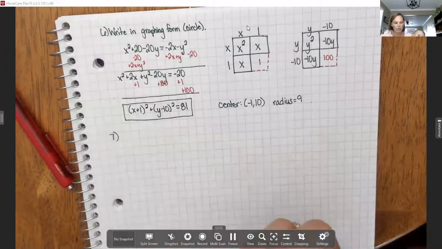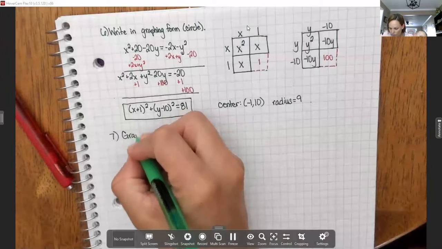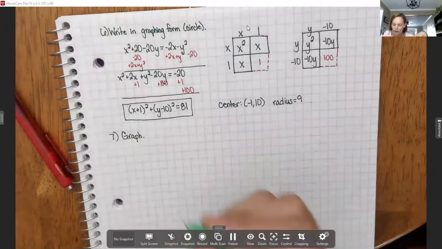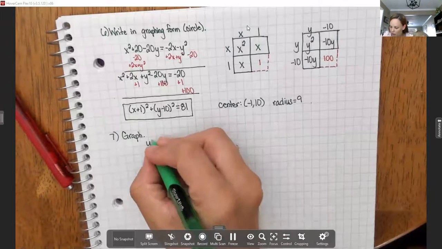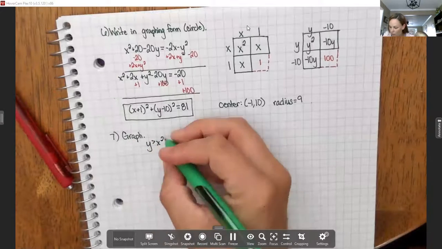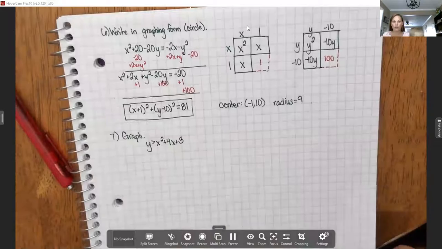And last problem, it's just graph the inequality. Y is greater than x squared plus 4x plus 3.